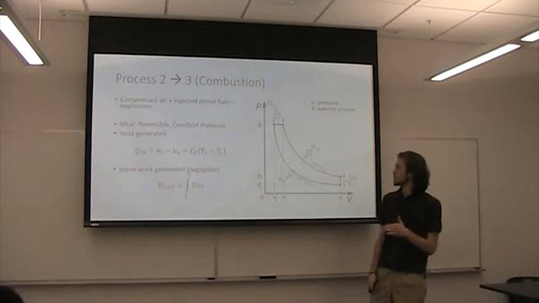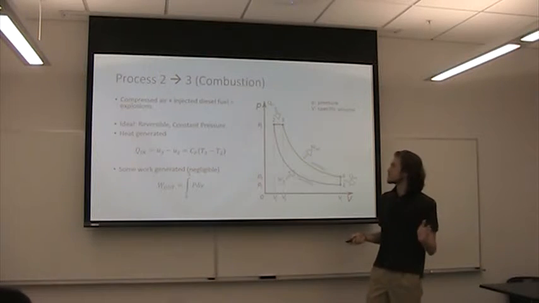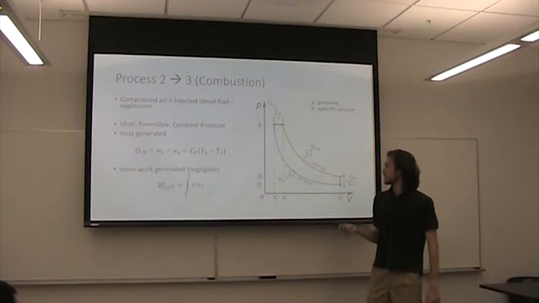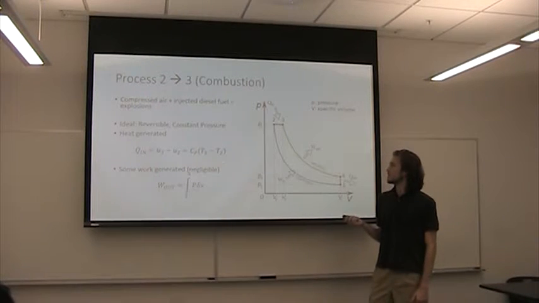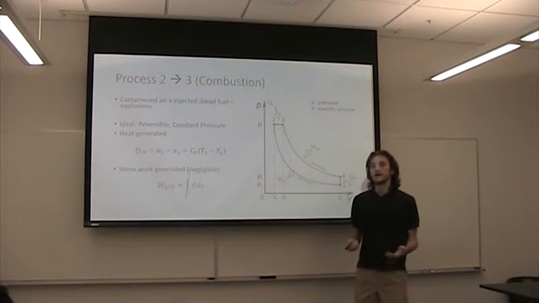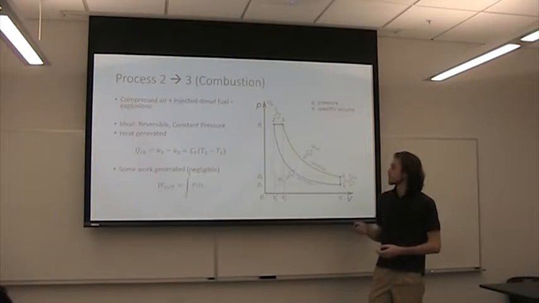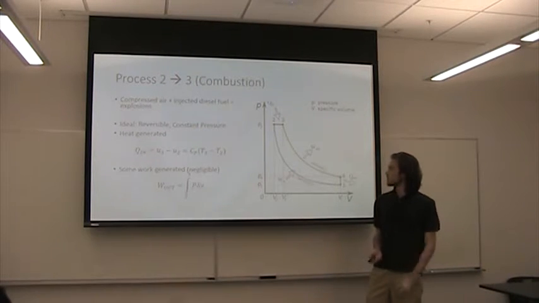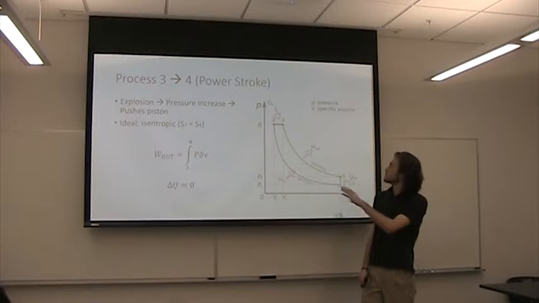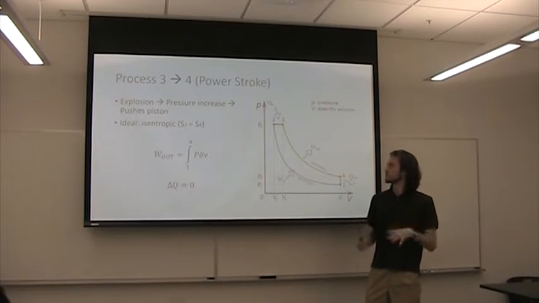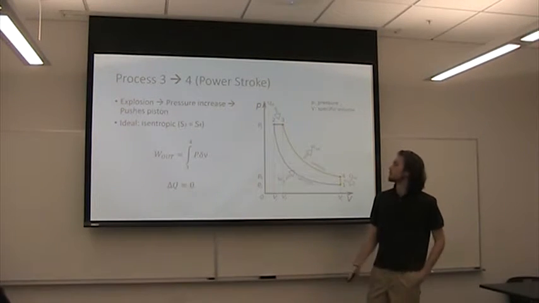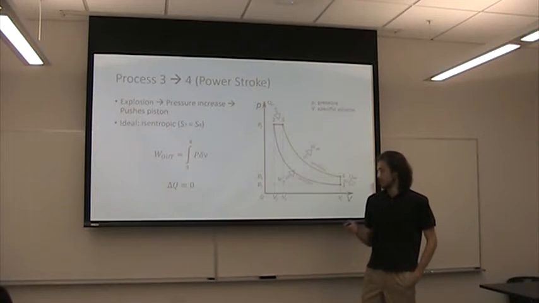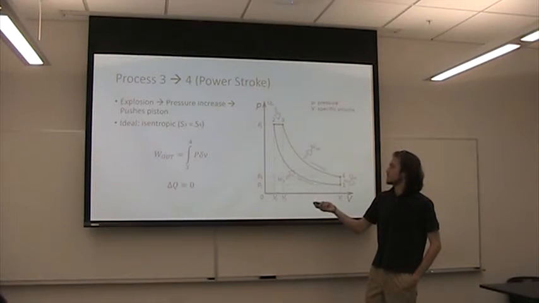State 2 to 3 is the combustion. Like I said, it's reversible and constant pressure. And this is how we get the heat out of the same equation. There is some work involved with this, but it's mostly negligible. State 3 to 4 would be the power stroke, which is resulting from the explosion. This is how we get the work out, same as before with the compression, just in reverse. We also assume isentropic, so no heat involved there.